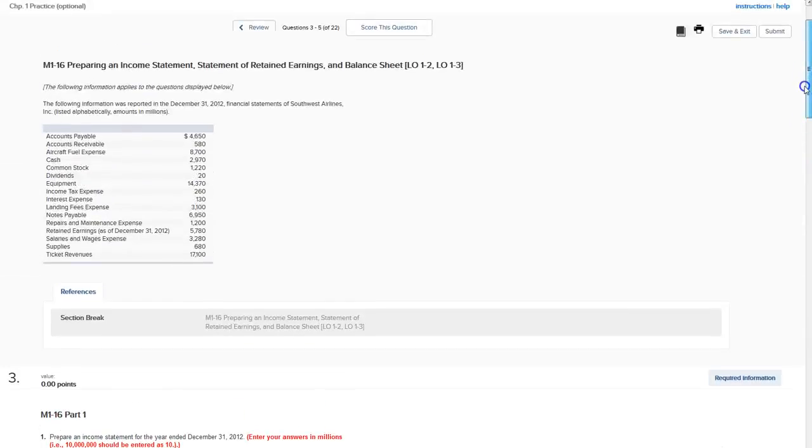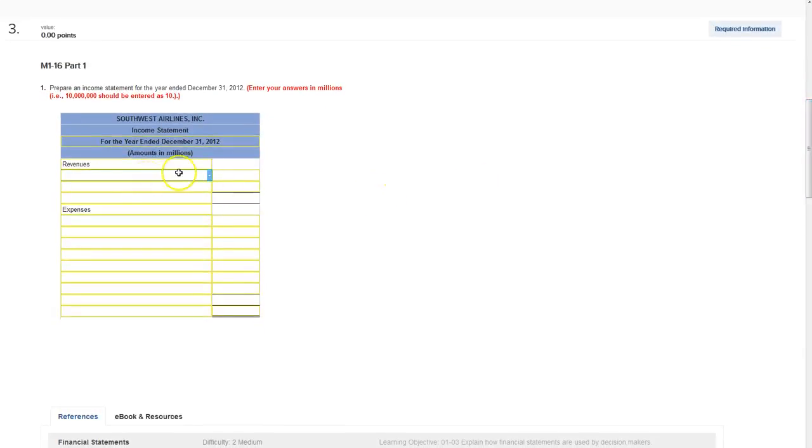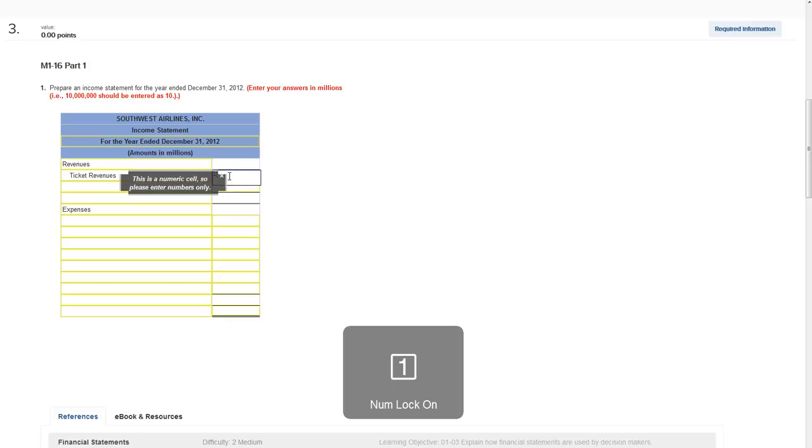So let's go through our list here and pick out every revenue account, anything that says revenue. The only thing that I see that is revenue is ticket revenues. In Connect, there's an autocomplete, so as you begin typing, it completes the word for you, but we do have to enter the 17,100. There we go.